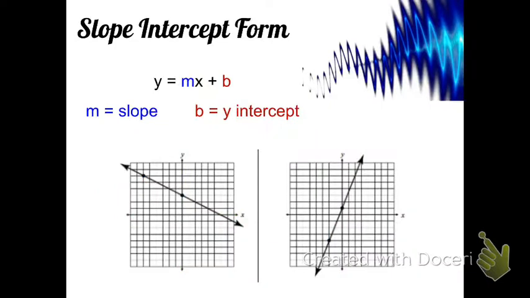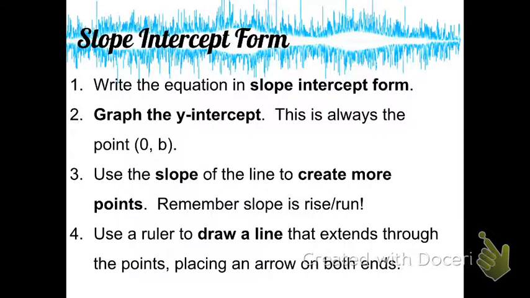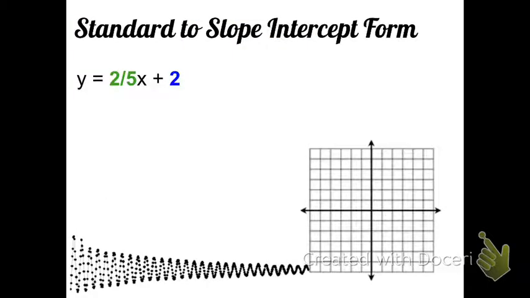All right, one more thing. In order to graph it from slope-intercept form, you want to make sure it's in slope-intercept form, the equation. You plot your y-intercept, and then you use the slope to create one more point. Remember, just going rise over run. So let's look at an example here. So for this one, my y-intercept is +2. So I'm going to go up to +2. And then my slope is 2/5. So remember, this is rise over run.